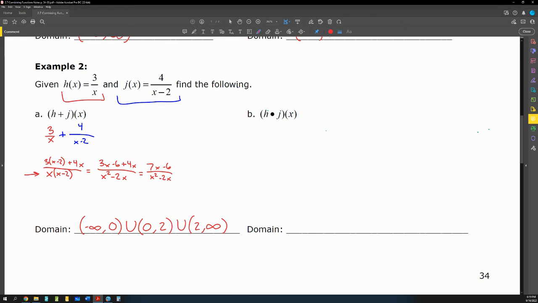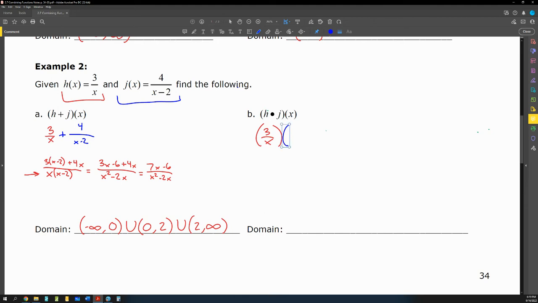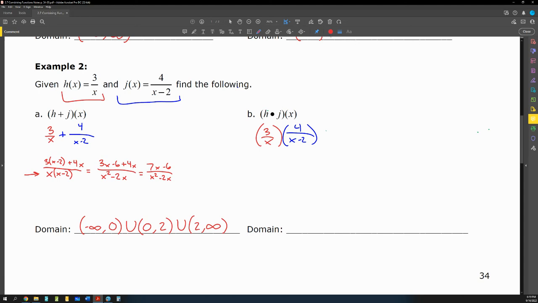Now let's take the product, h times j of x. So first we're going to write h of x, which is 3 over x, and then times j of x, which we know is 4 over x minus 2. And let's go ahead and expand that parenthesis. All right, so then the product, we simply multiply straight across, so we get 12 over x times the quantity x minus 2, or x squared minus 2x.